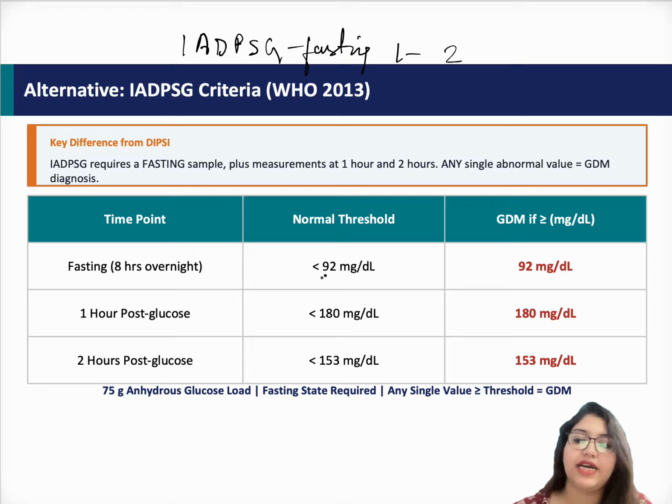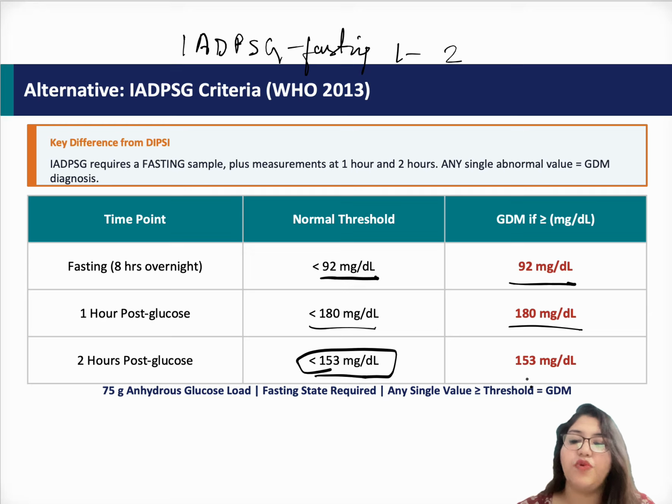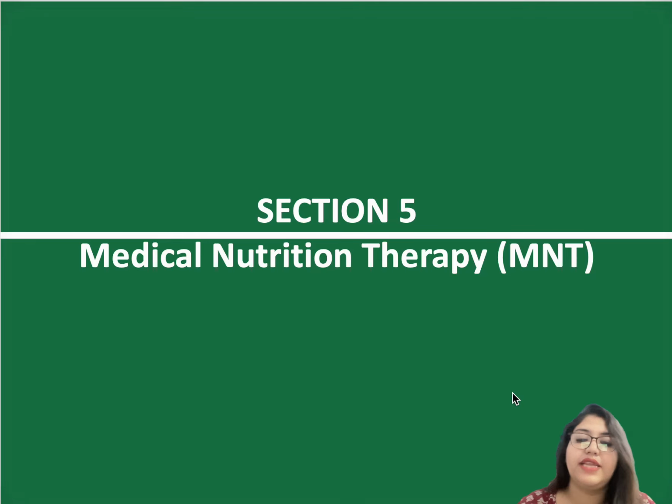So fasting 8 hours overnight, normal threshold is less than 92, GDM if more than or equal to 92. 1 hour post glucose less than 180, if it is more than or equal to 180, GDM. 2 hours post glucose less than 153, if it is more than or equal to 153, then it is GDM. So 75 g anhydrous glucose load is given, fasting state is required, any single value more than or equal to threshold is GDM. Then medical nutritional therapy.